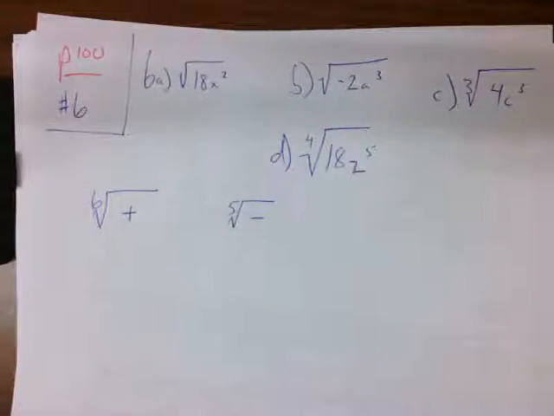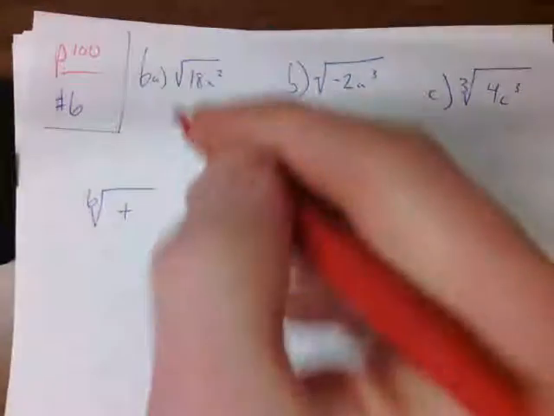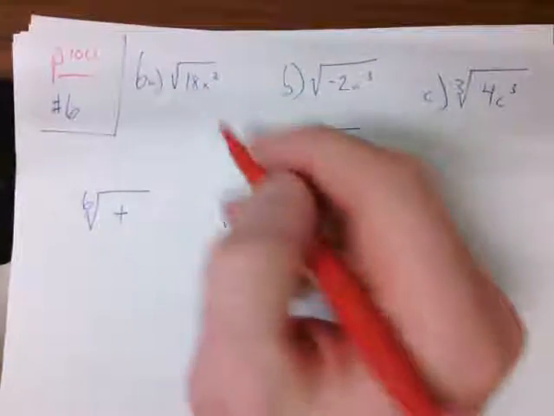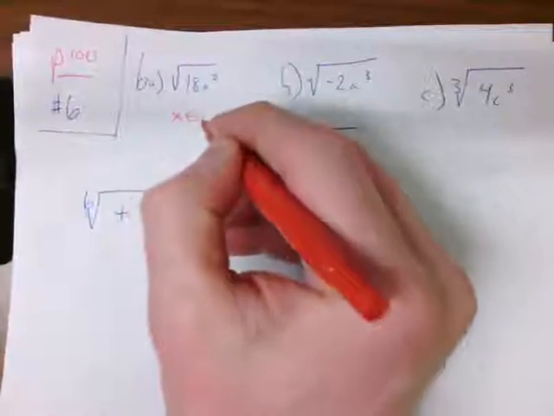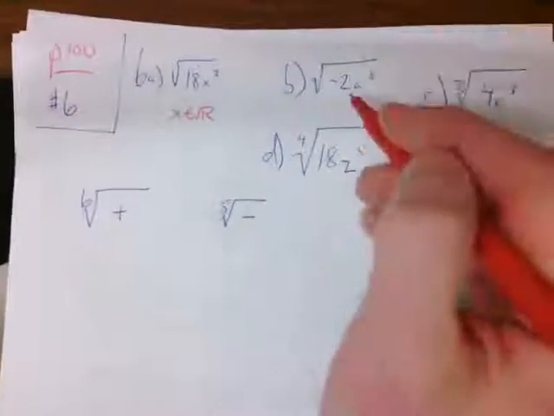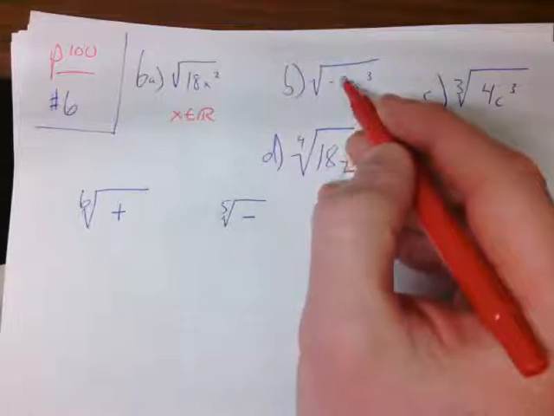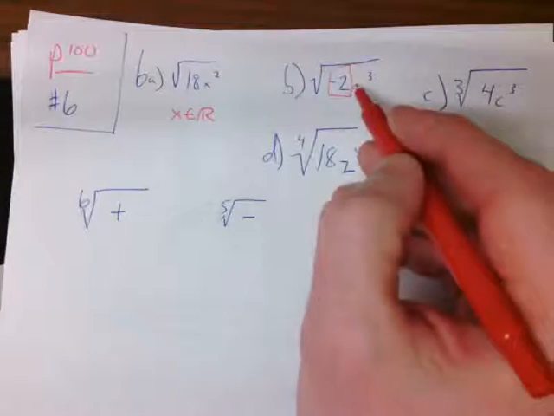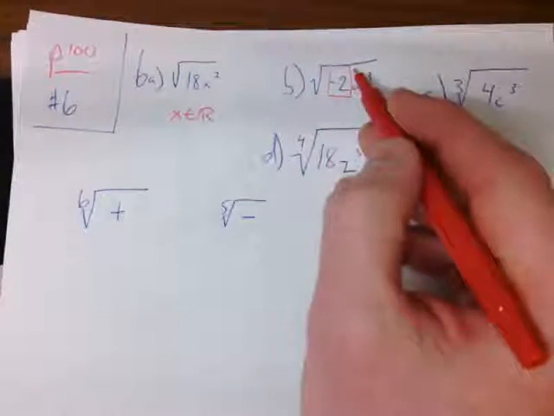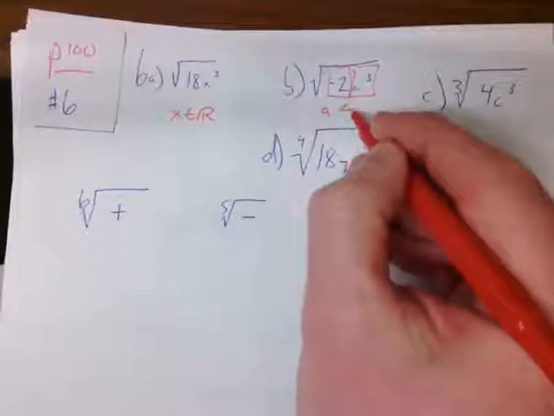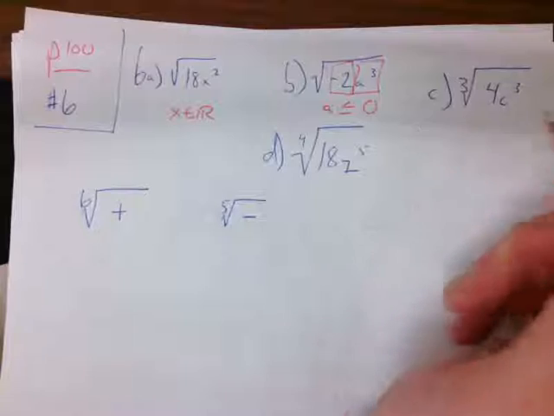Okay, so use a different color. Here, x can be anything because you're going to square it. It's going to cancel anything out. So for this one, x can be anything. For this, notice it's a square root. This part is negative. We cannot have a negative under here, so this part has to be negative as well. So a has to be less than or equal to 0.